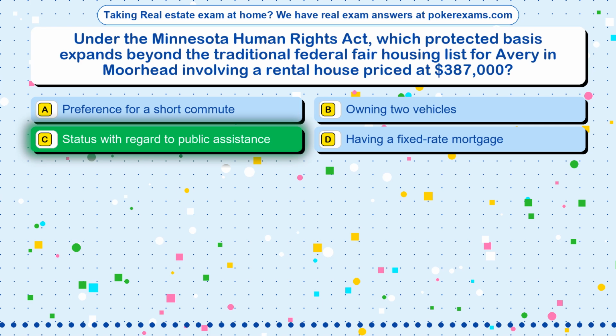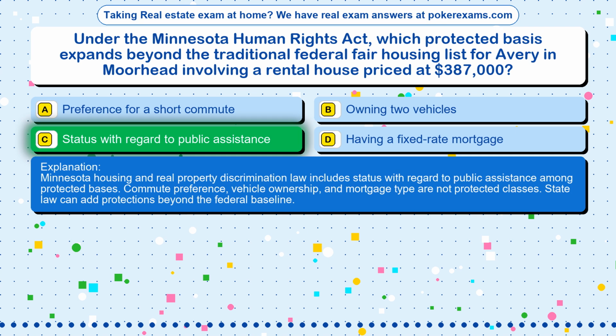The correct answer is option C. Status with regard to public assistance. Minnesota housing and real property discrimination law includes status with regard to public assistance among protected bases. Commute preference, vehicle ownership, and mortgage type are not protected classes. State law can add protections beyond the federal baseline.